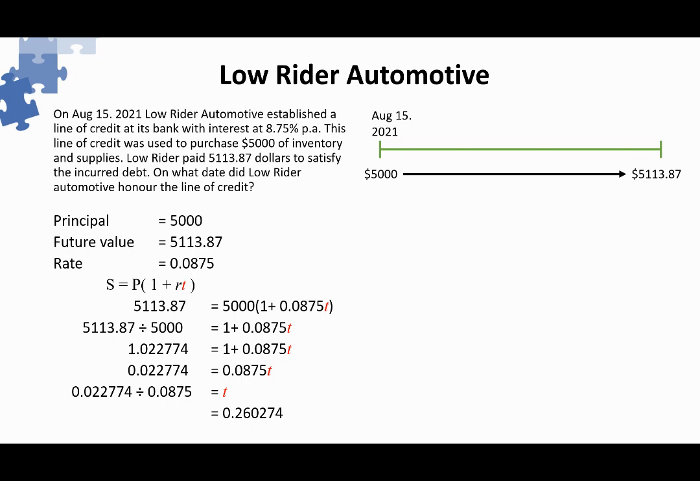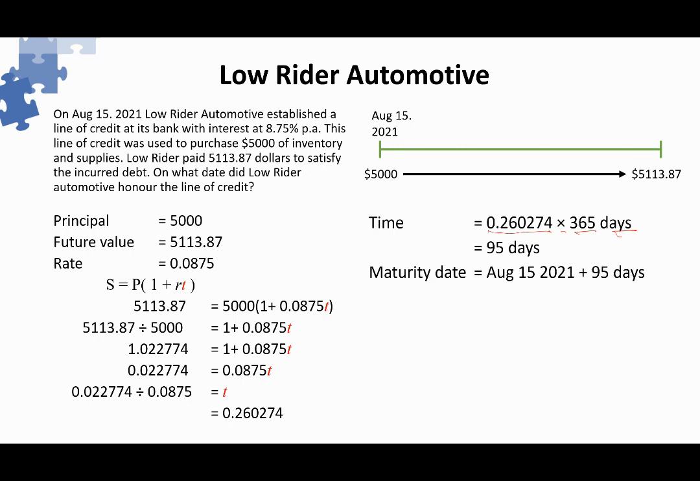0.260274, right? Now that is how many years has gone after August 15th. So now you got to figure out what is it they wanted, they want the date. So you need to know how many days. So the time is going to be now that many, that's how many years. You're going to multiply it by that to give you days, right? So that works out to be 95 days.